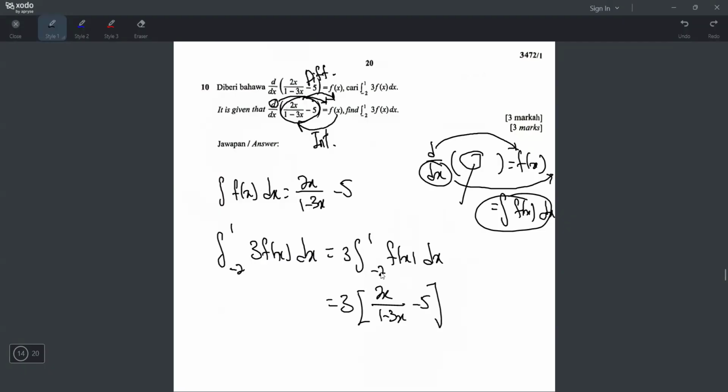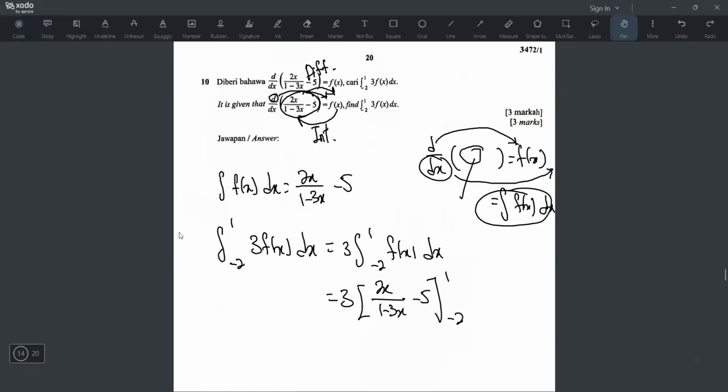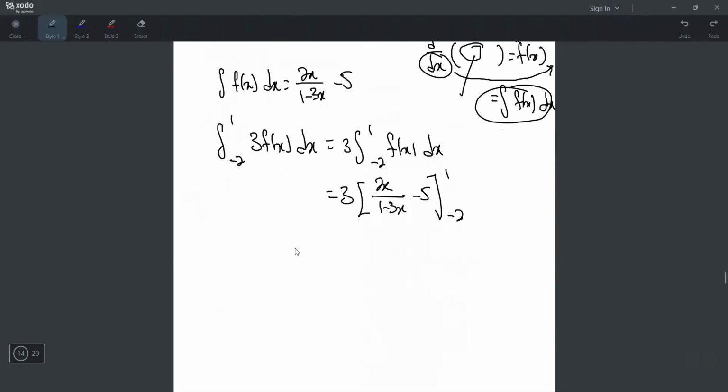But wait, this is a definite integral. -2, 1. So you have to write the number. Okay, in Bahasa Melayu, this one we call it kamiran tentu. Kamiran tentu means like the other numbers ini. It means you have to make sure you sub the number inside later lah. So it becomes 3 big bracket, small bracket minus small bracket. Macam ni. Okay, the first bracket here is for you to sub 1 inside. The second bracket is for you to sub -2 inside. Right? And then later have to minus. Okay, when you sub 1, it becomes 2 times 1 over 1 minus 3 times 1 minus 5. When you sub -2, it becomes 2 times -2 over 1 minus 3 times -2 minus 5.